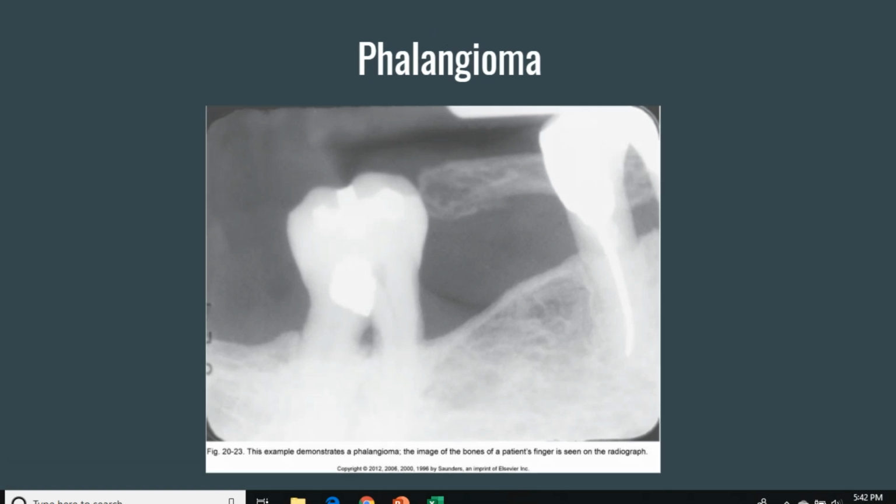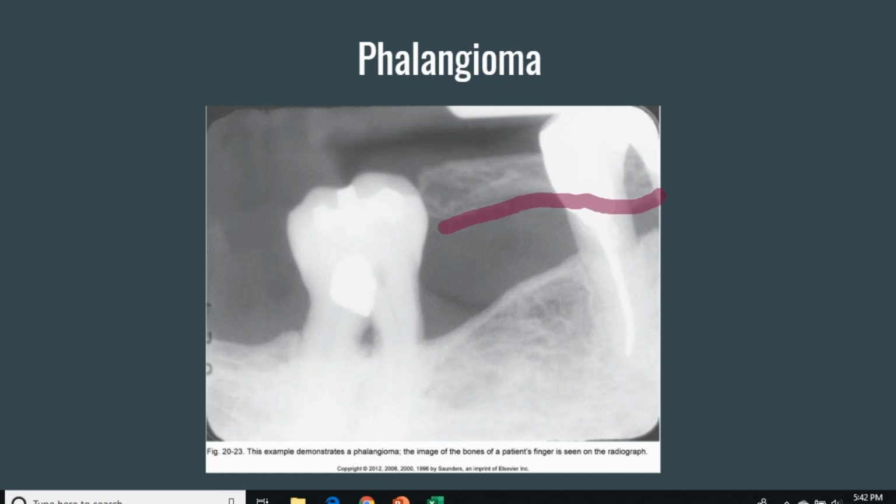This one is called a phalangioma. And what we are referring to is this radiopaque area right here, this little white area. And what that is going to be is the patient's finger. So in this instance, the patient was holding on to the film and then it was exposed. So that's the bone showing up here in the image.